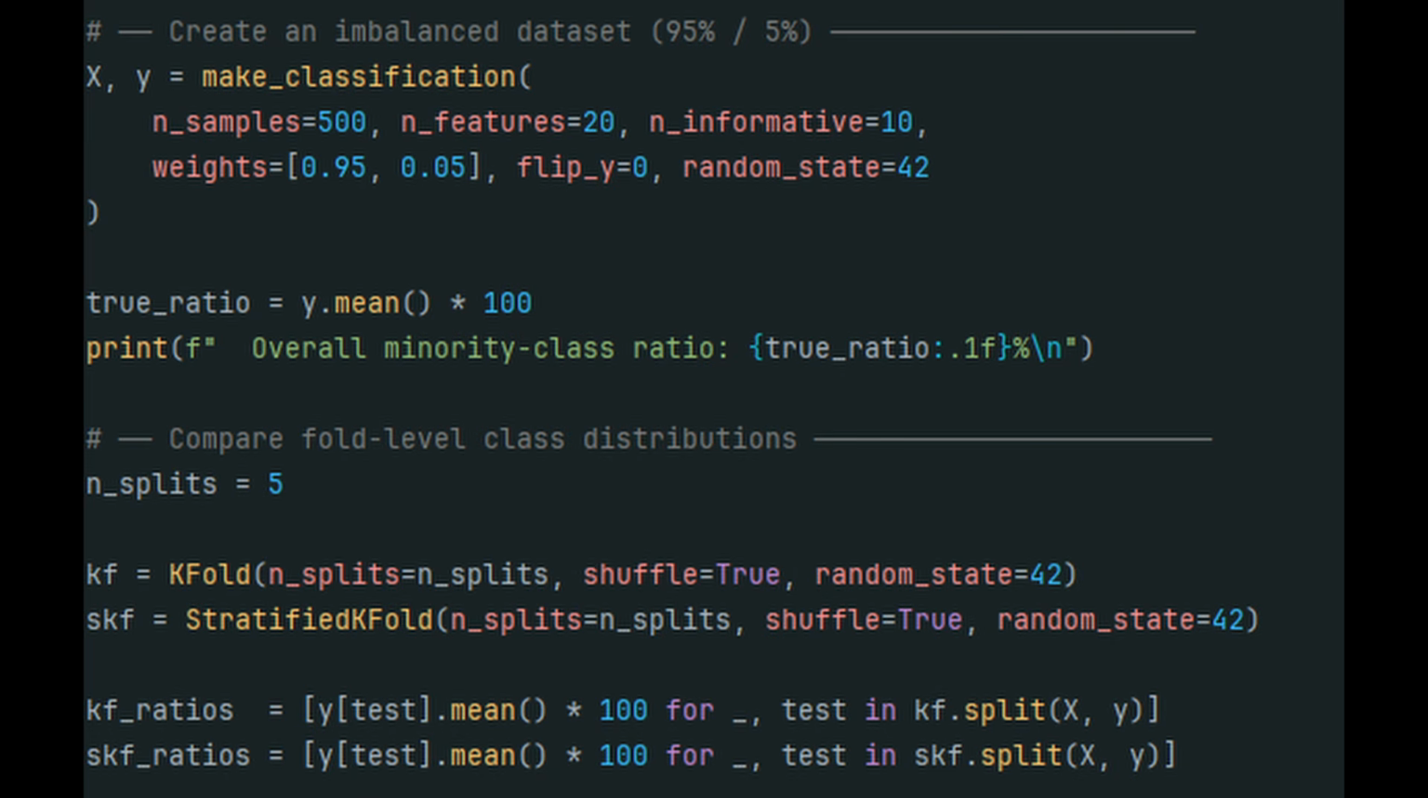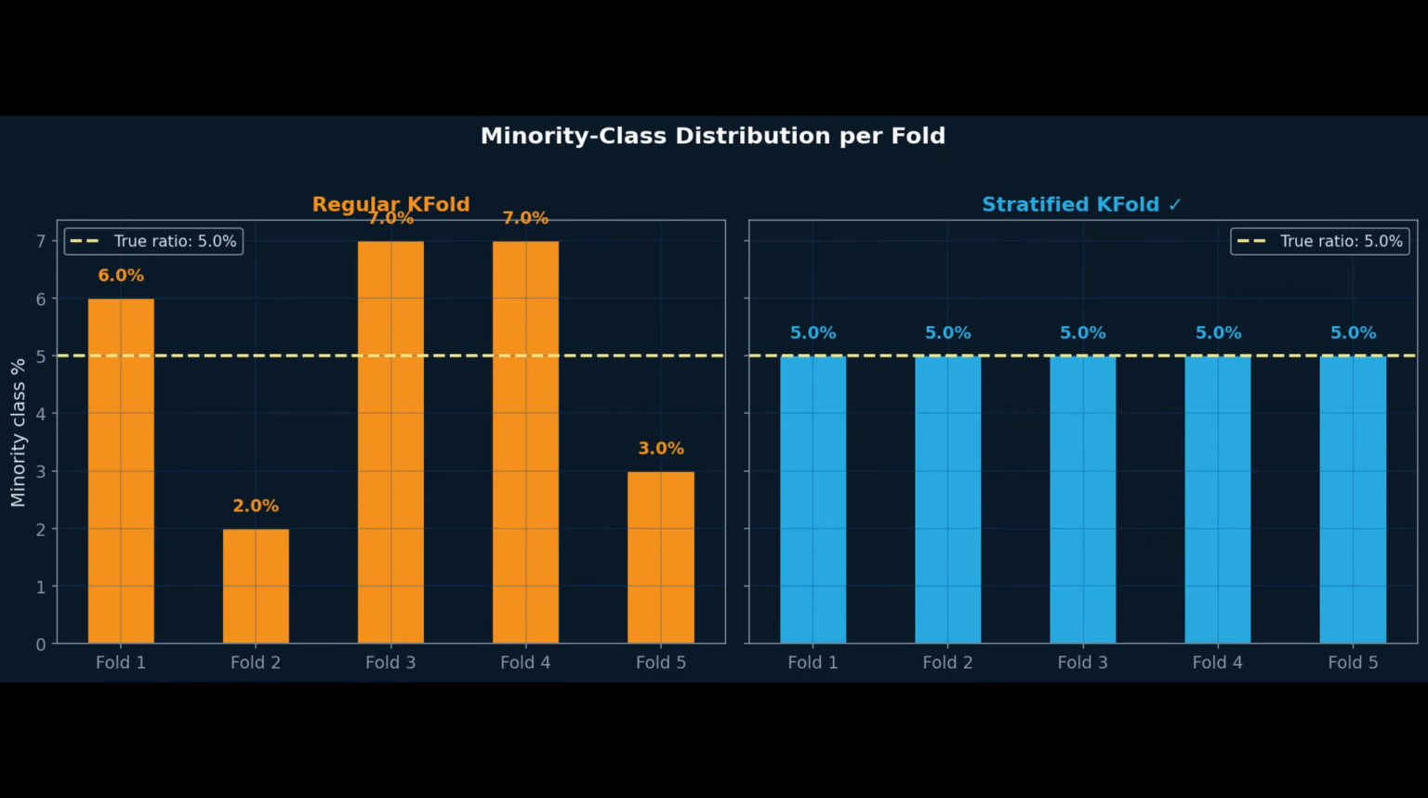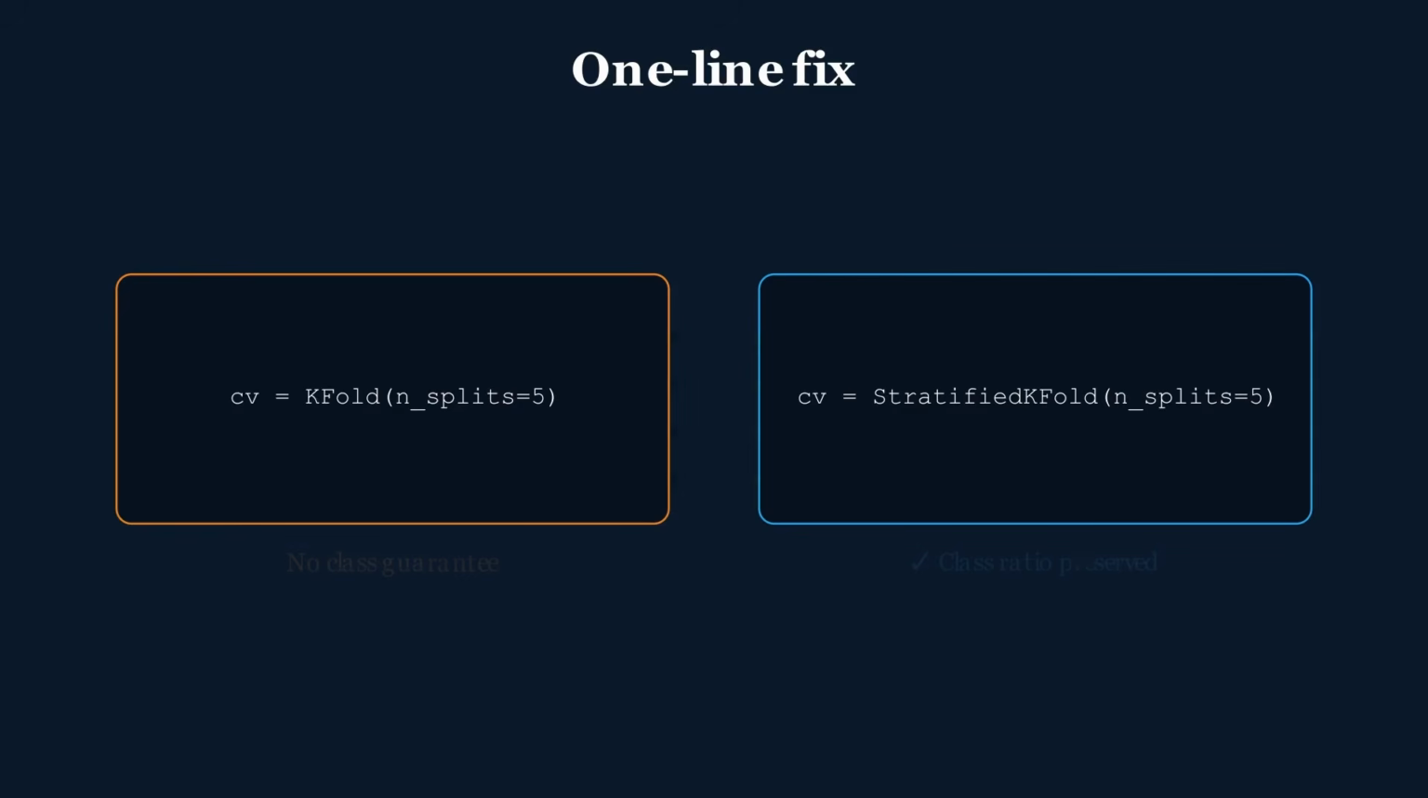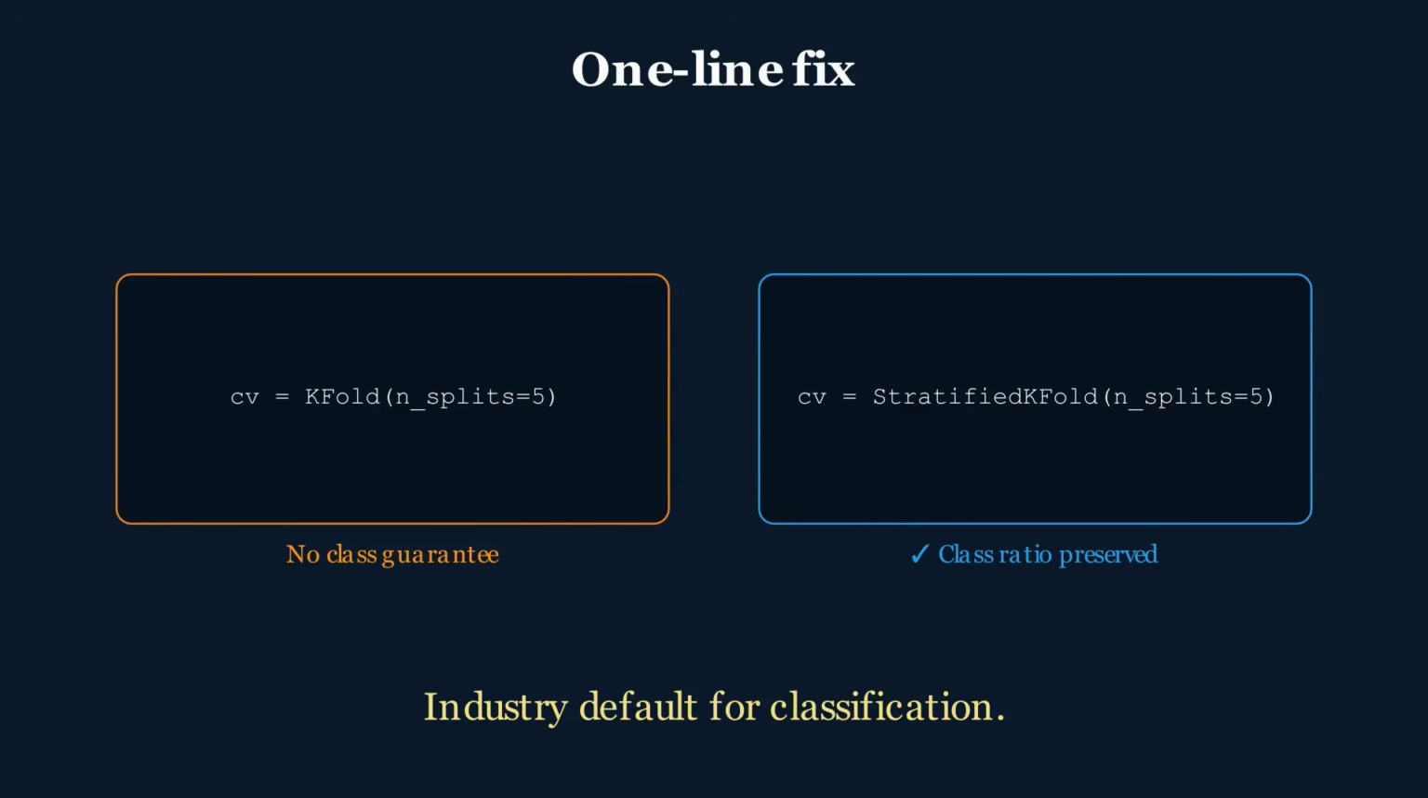Look at the left, regular K-fold. The minority class ratio per fold is all over the place. On the right, stratified. Every fold is nearly identical. The numbers don't lie. This is why stratification is the industry default for classification tasks. If you're doing classification and you're not stratifying, you're leaving the door open for misleading results. Scikit-learn even makes this easy. Cross-val score uses stratified folds automatically for classifiers. But it's important that you understand why it does this, not just that it does.